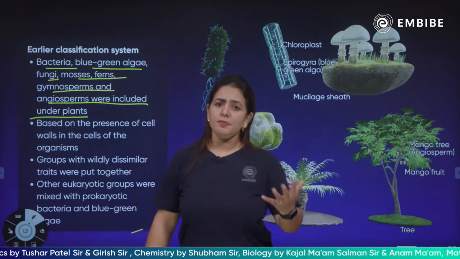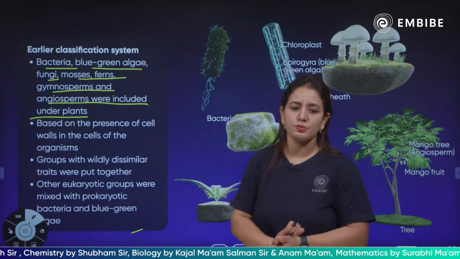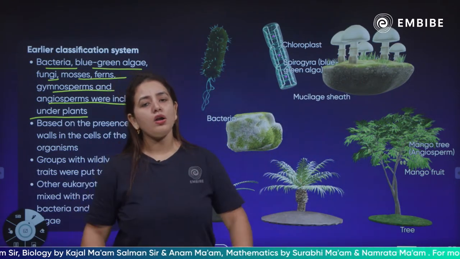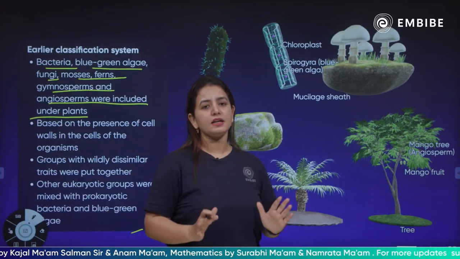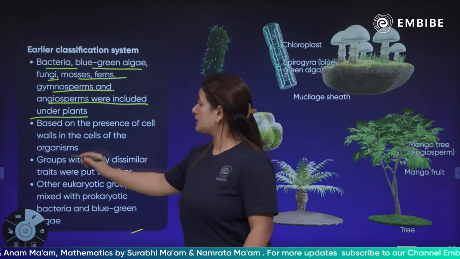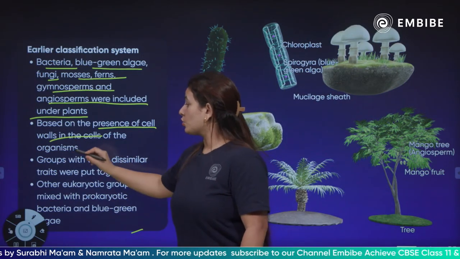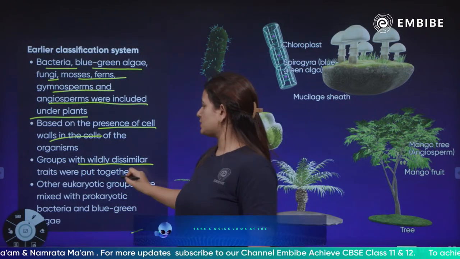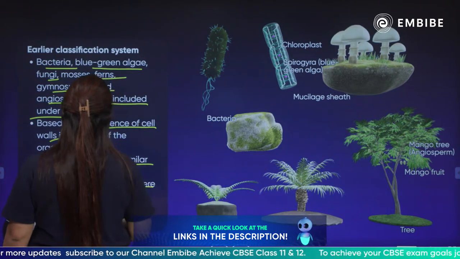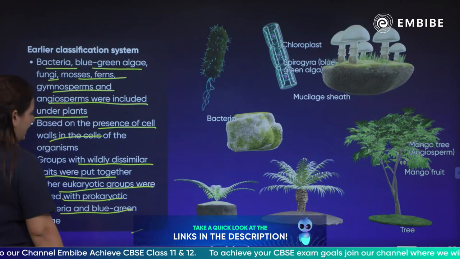Simple: kingdom Plantae, kingdom Animalia. So herbs, shrubs, angiosperms, gymnosperms, algae, fungi, mosses, ferns, all of them had a single kingdom, which is called kingdom Plantae. Okay, and based on the presence of a cell wall in the organisms, groups with widely dissimilar traits were put together. Other eukaryote groups were mixed with the prokaryotes, bacteria and blue-green algae.